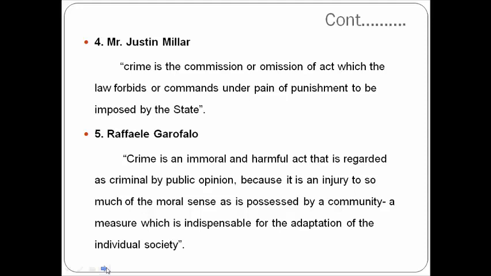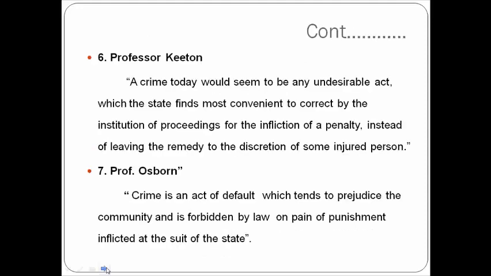by public opinion. It is an act which is considered to be harmful to the society. It is an act which is said to be criminal by public opinion because it is an injury to so much of the moral sense as is possessed by the community. Again, Garofalo also included the same idea which is included by Stephen, moral sense, moral sentiments of the society. So crime is an act which is against the moral sense possessed by a community, which is indispensable for the adaptation of the individual to society. So whenever there is violation of moral sense, it may amount to crime.